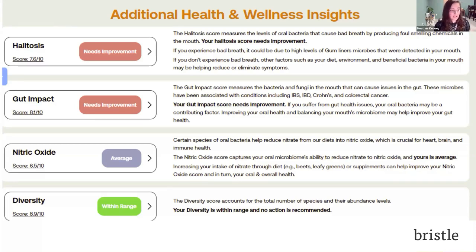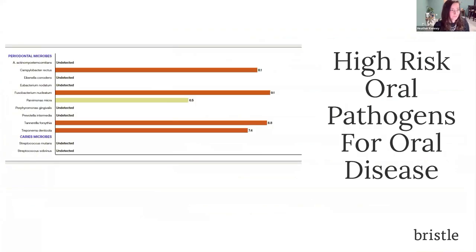So we want the nitric oxide score actually high. And then diversity, where we want a diverse amount of bacteria. If it's really high, you have a lot of pathology. If it's really low, there are some really cool things we can look into. Sometimes we have just one or two bacteria that have taken over the entire oral microbiome, and we have to start treating that one first. That's a whole other conversation. But with diversity, we want bacteria in the mouth. We need to stop thinking that we need to wipe everything out.